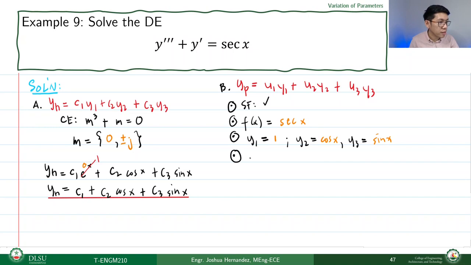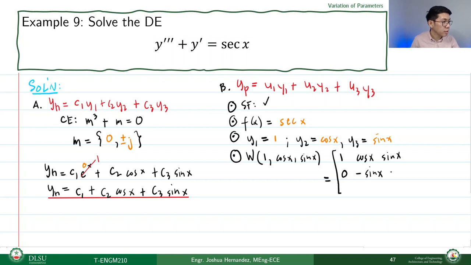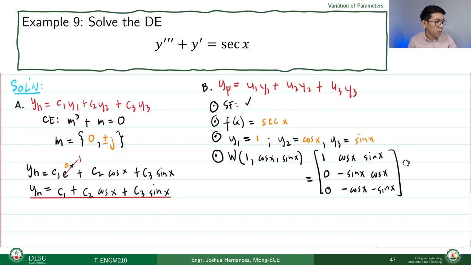Now next, what will be our Wronskian? Since we have three solutions, 1, cosine x, and sine x, we can form a 3 by 3 matrix. Our 3 by 3 matrix will be 1, cosine x, sine x, and its derivatives. So this will be 0, negative sine x, cosine x, then 0, negative cosine x, and negative sine x. Okay? So this is our Wronskian.